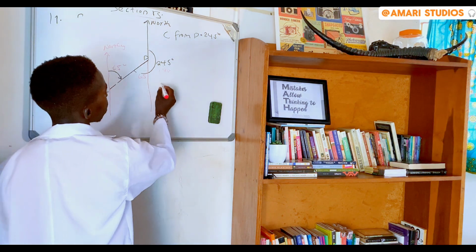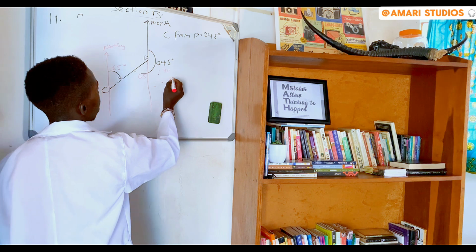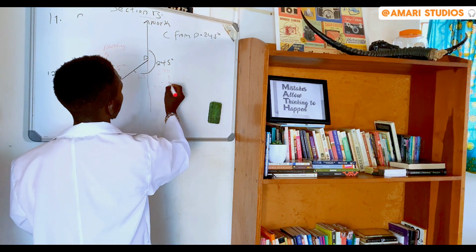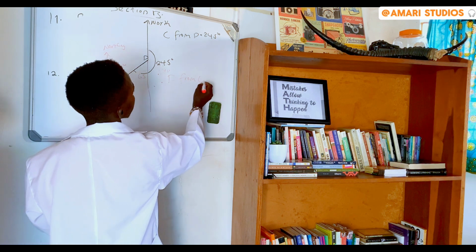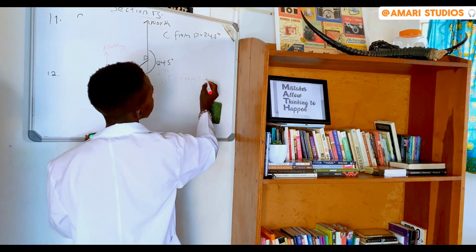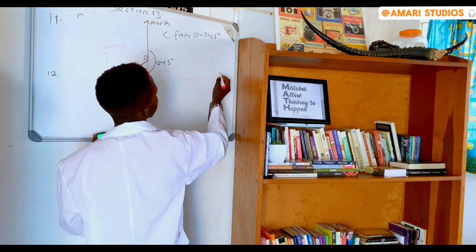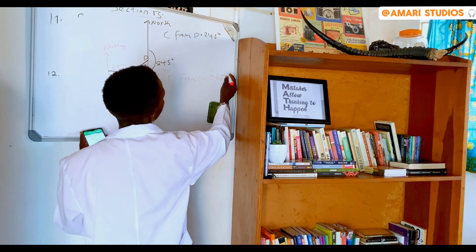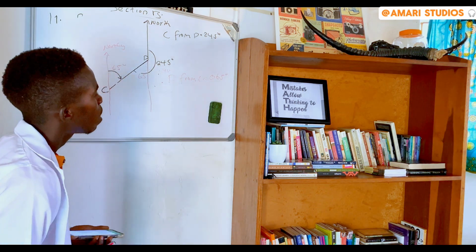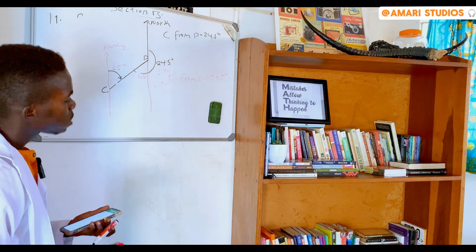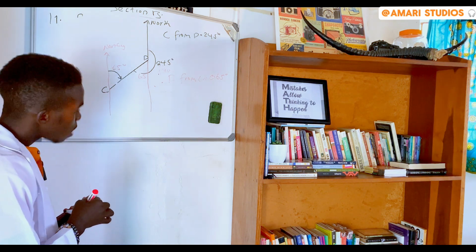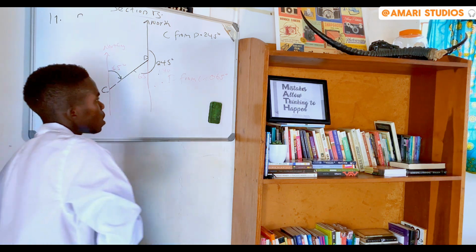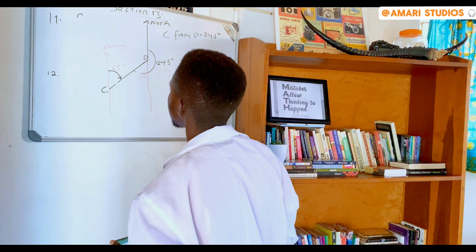You can just say, therefore our bearing of D from C is equal to 65 degrees. That is our bearing. The bearing of D from C is 65 degrees. That's our answer. So now we'll move on to the next question.